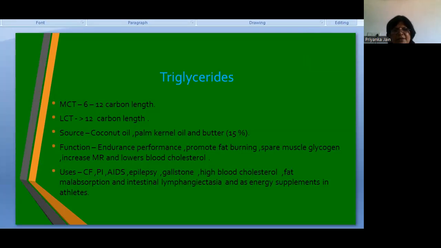The main function of triglycerides: it helps in endurance performance, promotes fat burning, spares muscle glycogen, and lowers blood cholesterol. Uses include cystic fibrosis, pancreatic insufficiency, acquired immunodeficiency syndrome, AIDS, epilepsy, high blood cholesterol, fat malabsorption, intestinal activity, and acting as an energy supplement in athletes.